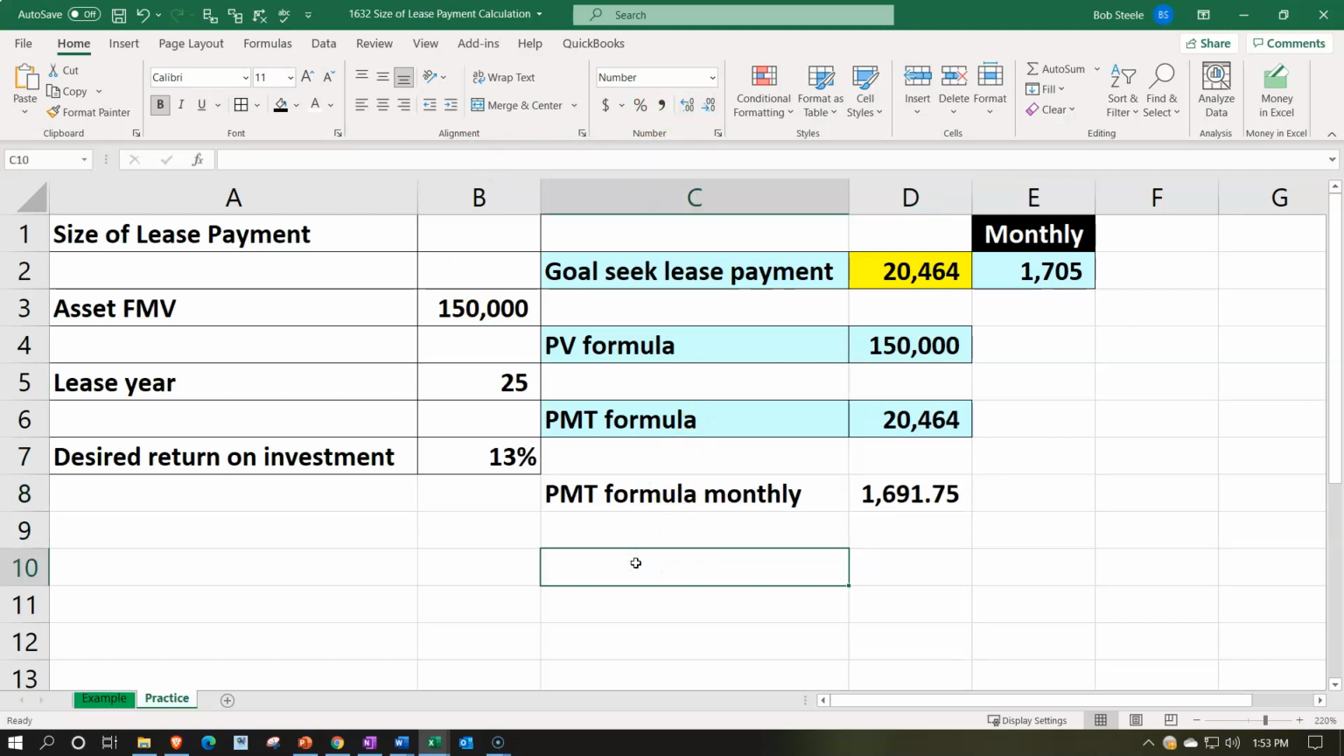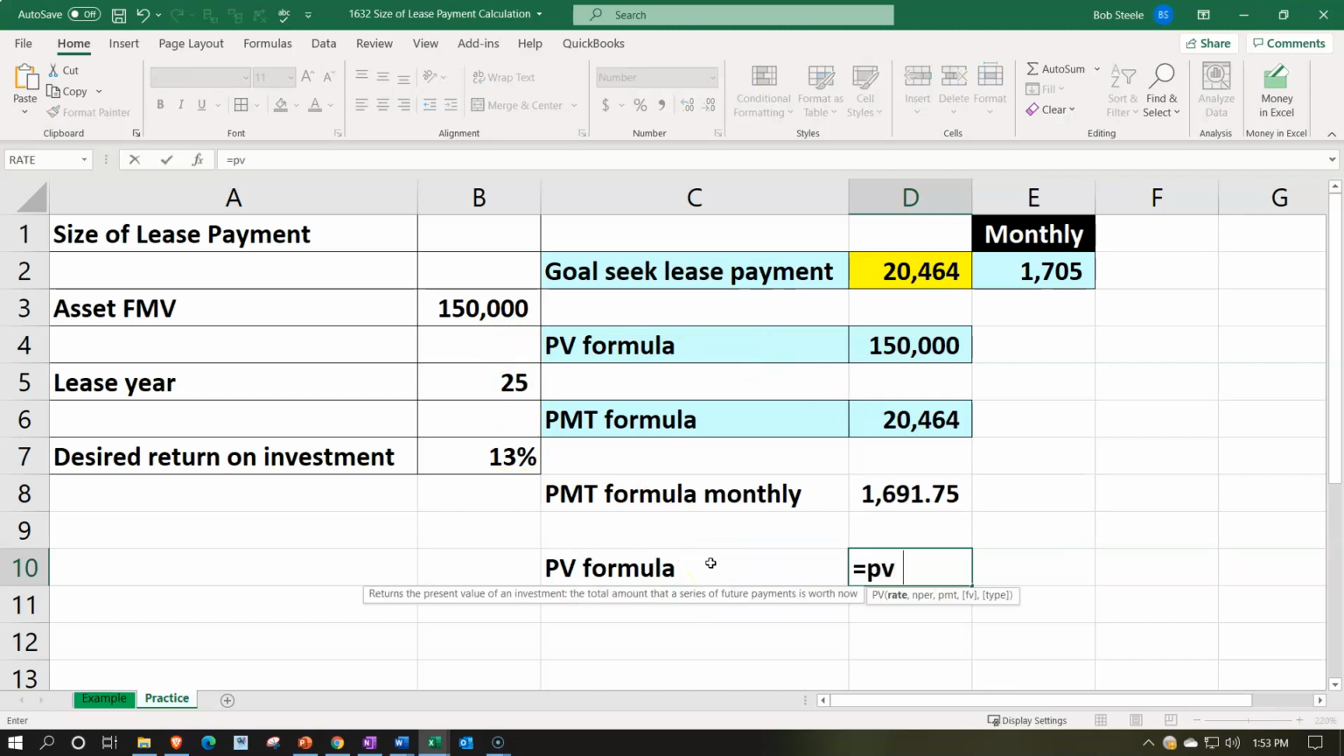And then I can kind of double check that with the present value of the lease payment. Let's use our present value formula to double check that. If I was to then present value this series of payments, will I then get to the end result of the 150,000 if I discount it at the 13%? So let's try that. This equals the present value, shift 9.